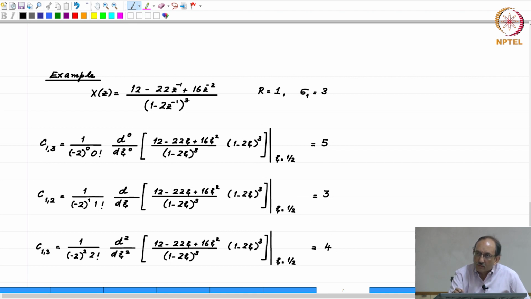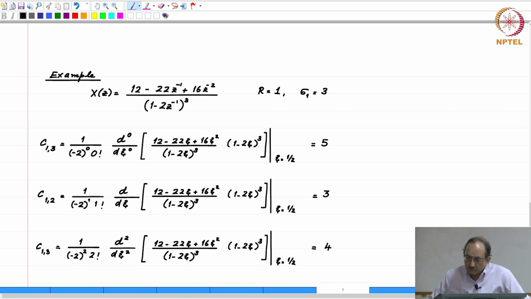Therefore, if I apply this to MATLAB, I will get the pole at 2 with multiplicity 3. So, the vector P will have 3 elements, all 3 elements will be the same, namely they will be 2, because that is where the pole is. And then the residues will be 5, 3 and 4. And because this is already in proper form, K will have a null vector, alright.